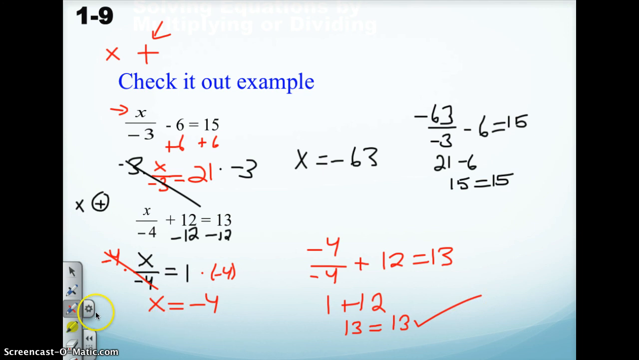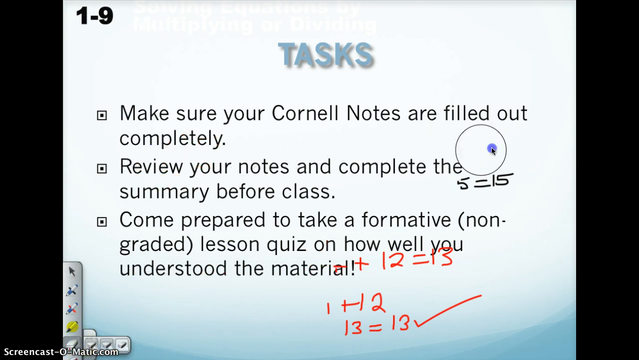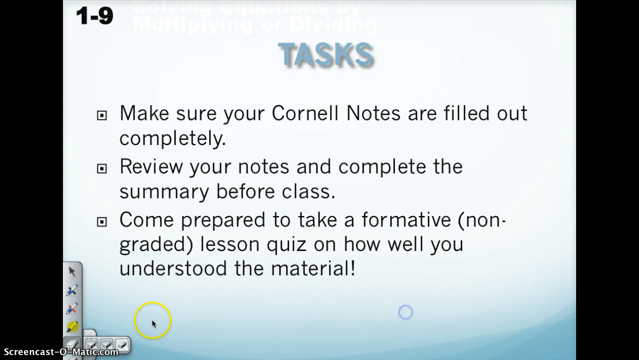If any of those went too quickly, feel free to pause it on the slides, watch it again, look at the way the problems are set up, and test out your own examples. All right, your final task, make sure you've completed those notes, have them ready to go for class, and make sure you have a chance to write down your summary.